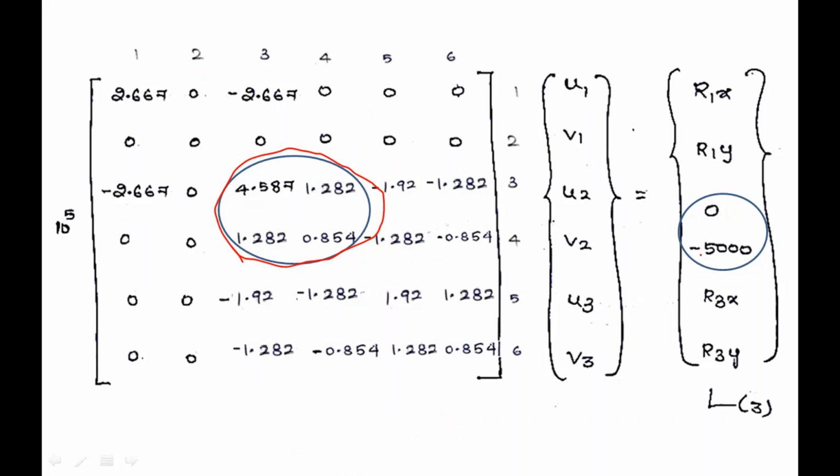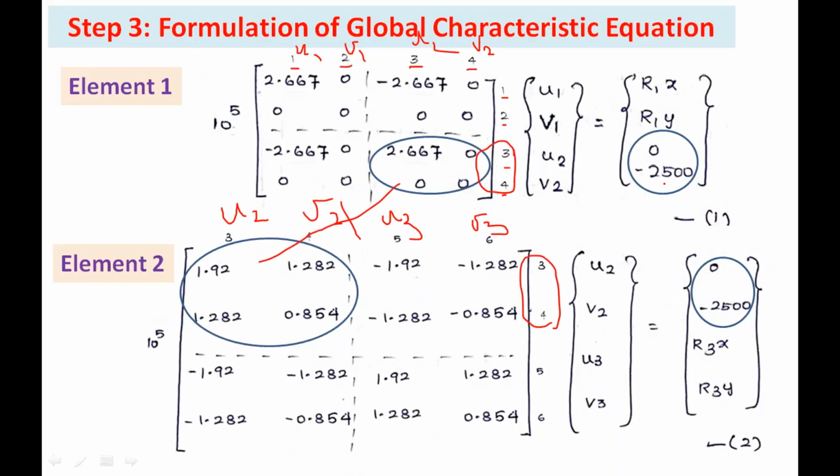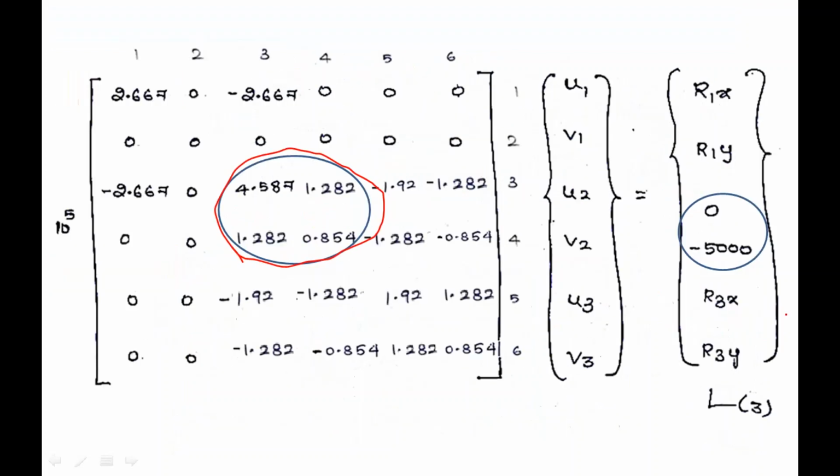And on the right hand side also we have to add the force components. Here in the right hand side, the force component of the common node. So U2 V2 and U2 V2 here. So 0 and minus 2500, minus 2500 is added. Finally you get 0, minus 5000 like this. So these are the global characteristic equation. After this we have to apply the boundary condition.